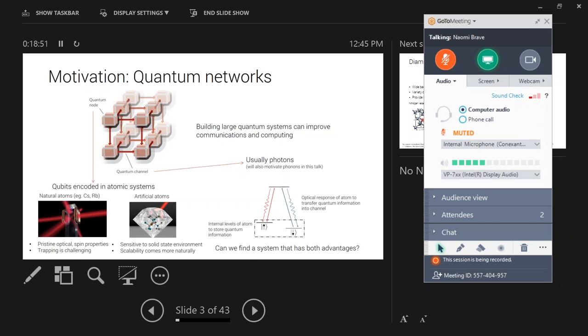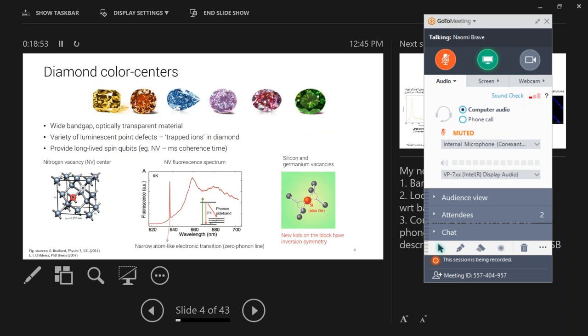So let's start talking about the artificial atoms that we study at Harvard as part of CIQM. So these are these diamond color centers. So what are these color centers? They're essentially point defects in diamond. And I said artificial atoms, but in fact, they occur in natural diamonds.